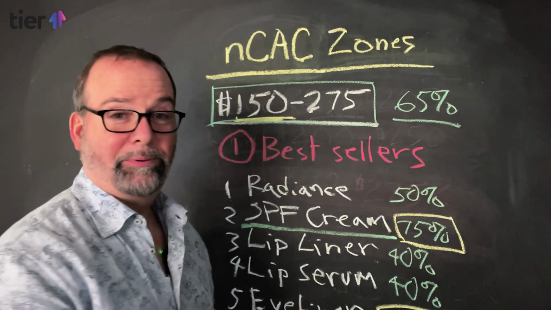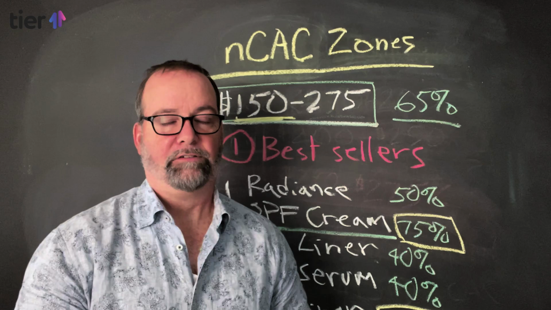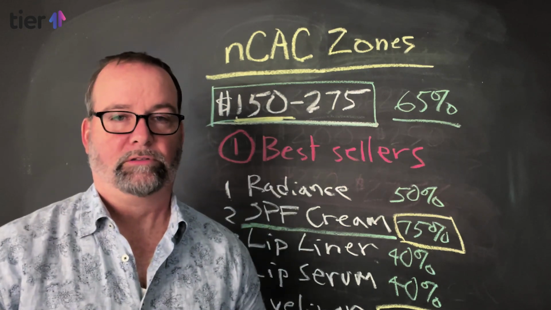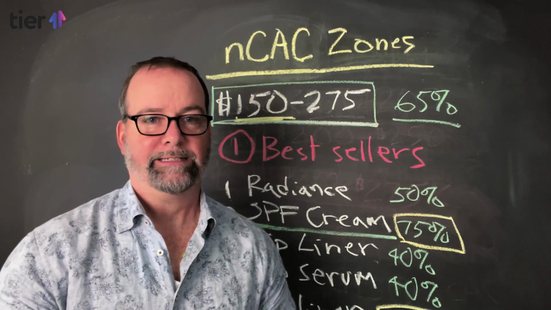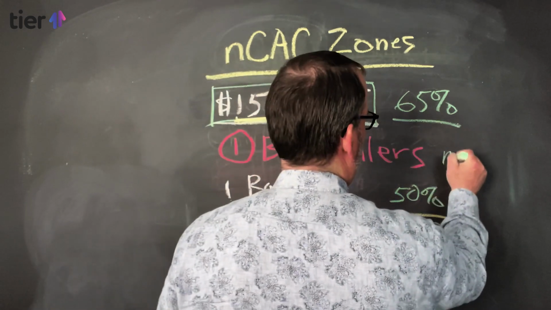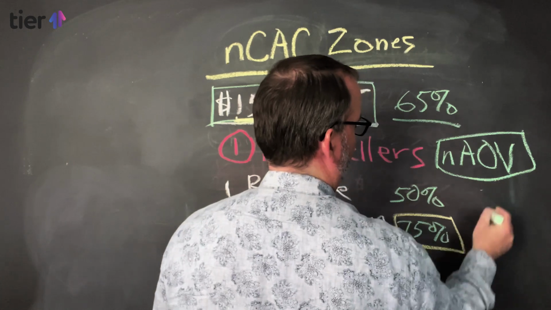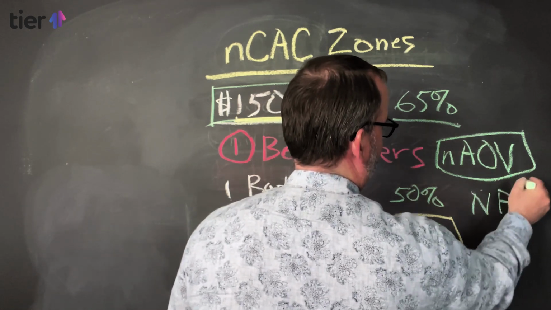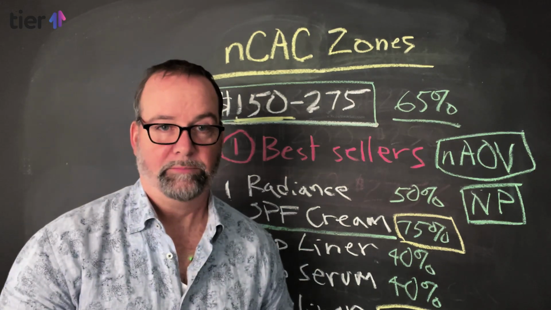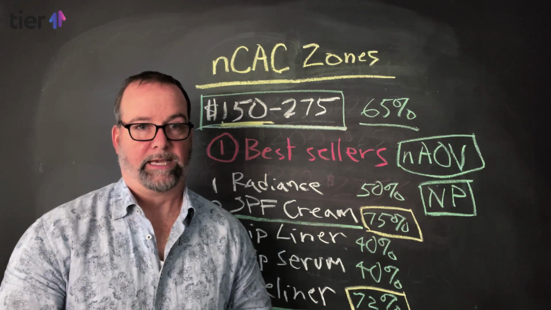Now, a tip for all of you that are out there in the beauty space is that if you can bundle products together in order to create a specific look that's ideal for your client, you can then not only increase your NAOV, okay, which is your net average order value, but you can also increase your NP. And if you've been watching any of these videos, NP is net profitability. So, that's how you really grow and scale.